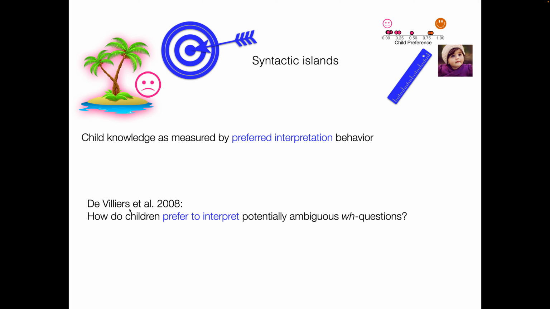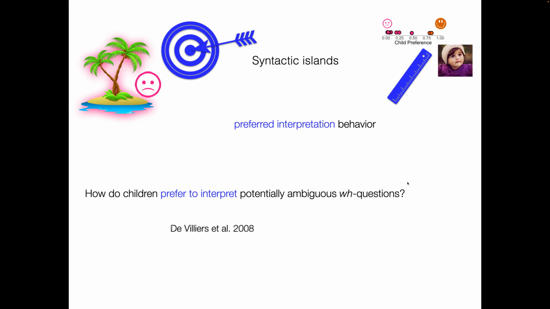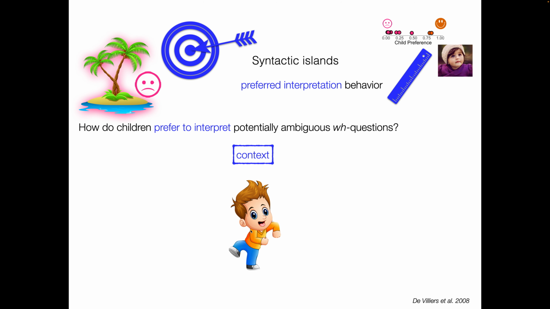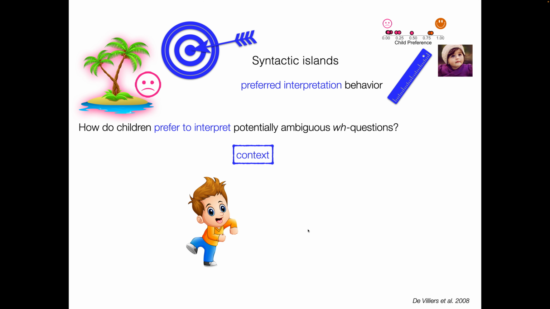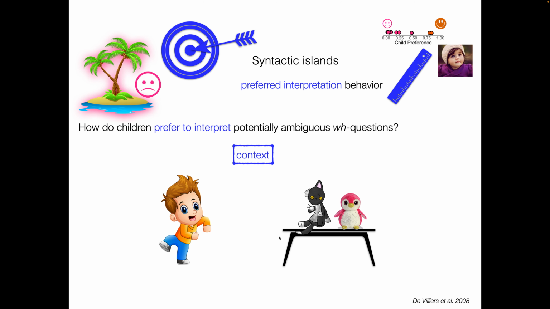So in 2008, de Villiers et al. asked, how do children prefer to interpret potentially ambiguous WH questions? Let me show you an example of this. We have this boy, he's very energetic, he likes to fix stuff, and look over here, we have some things on a table. We have a kitty who's in desperate need of fixing, and we have a penguin sitting next to the kitty. Great, okay.